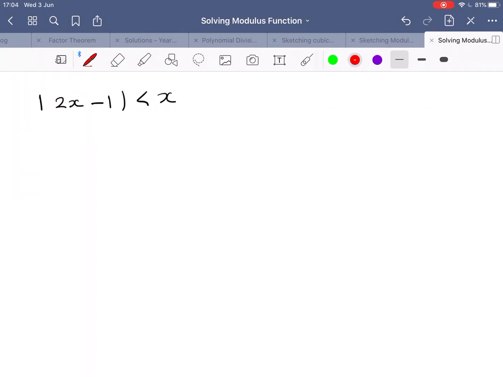Let's have a go at another 2 of these. So again, how do we solve any inequality or any equation? We have to draw it, okay? So 2x minus 1 would look something like that.